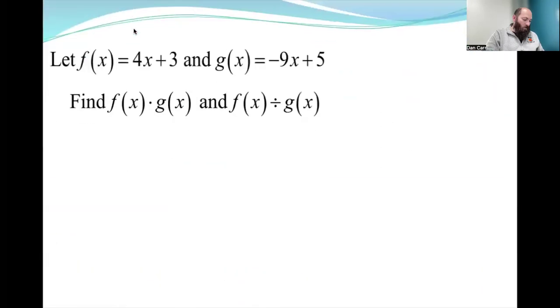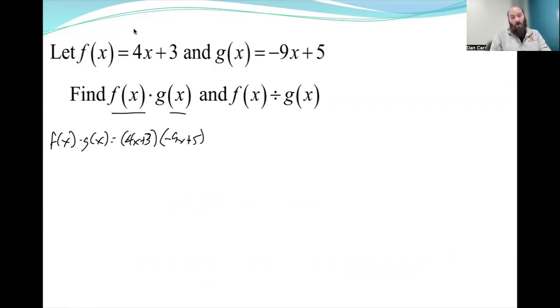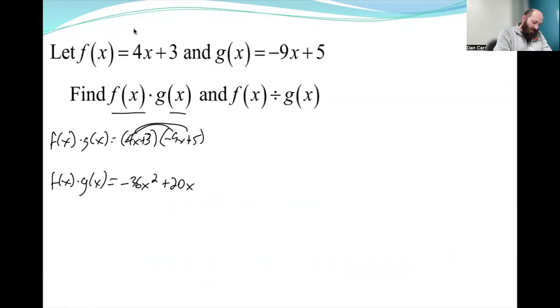Okay. We can also do multiplication and division. So when we do multiplication, we're just multiplying those two together. So when I look at f of x times g of x, that's going to equal 4x plus 3 times a negative 9x plus 5. So we're just going to do our distribution property here. So 4x is going to multiply to both of those items. So f of x times g of x is going to equal negative 36x squared plus 20x. 3 times negative 9 is a negative 27x. 3 times 5 is a positive 15.